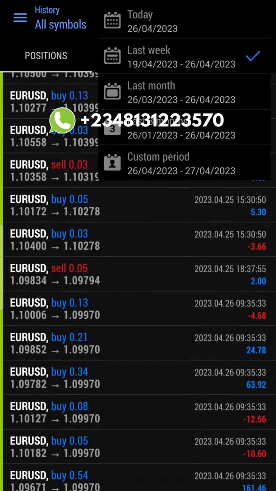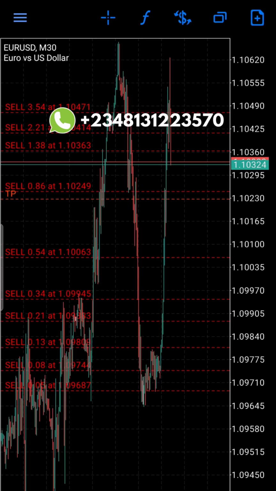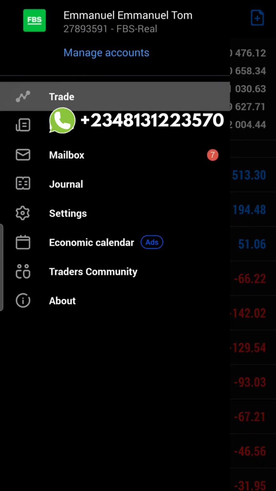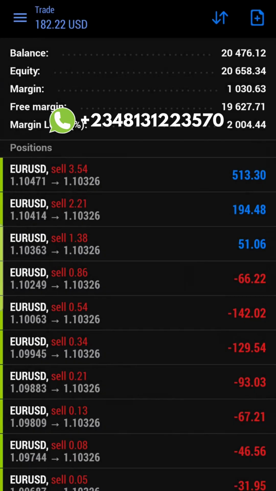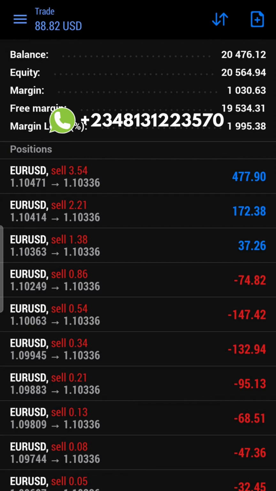$20,000 was deposited on this account. You can see all the trades last week, and you can see the floating trades at the moment. It is recovering. Now this is a real account. It is recovering. Now this is how VixieBot 3.1.0 trades.